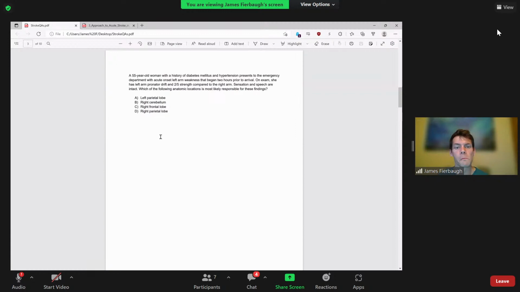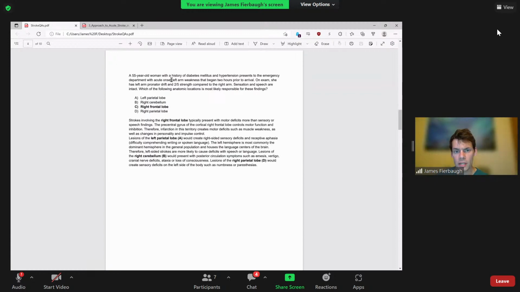So we have the patient weakness, which is shown by pronator drift and 2 out of 5 strength compared to the right side. And then in this question, we are also seeing sensation and speech being intact.